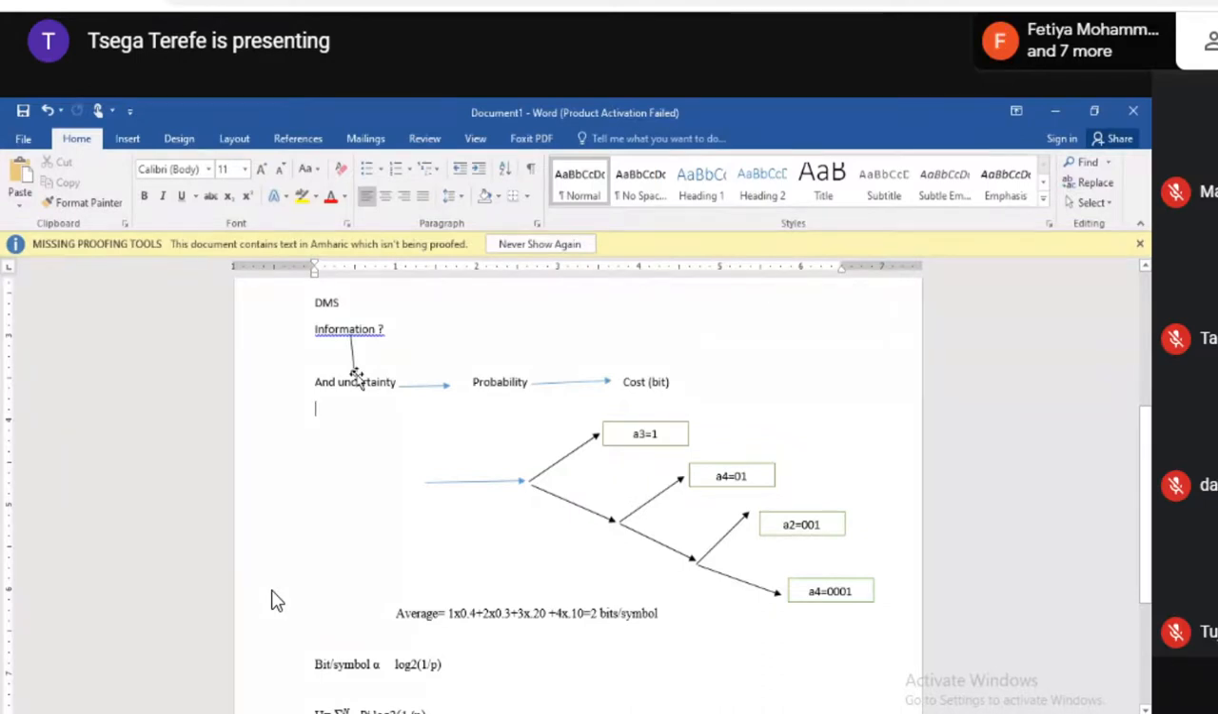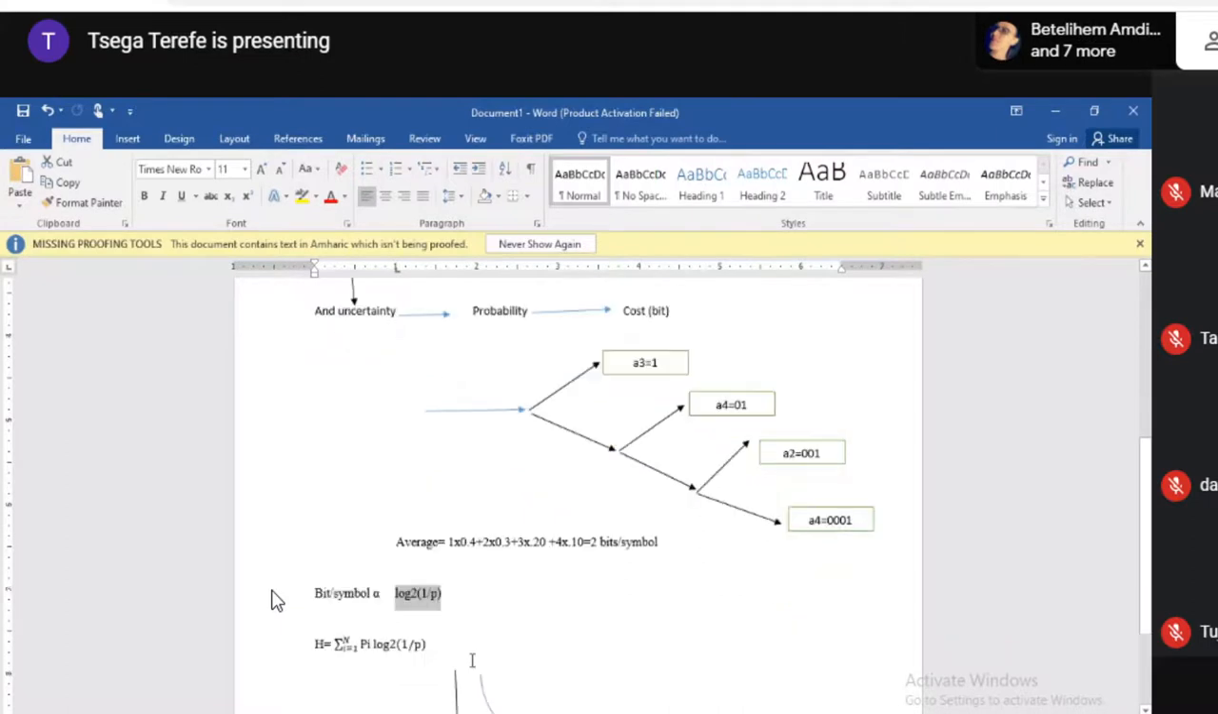Information is directly linked with uncertainty, and uncertainty is measured by probability, and this probability will have a cost. For a digital communication engineer that cost will be in bits. If you are a receiver who is aware of the probability distribution, then you would allocate bits depending on those distributions.